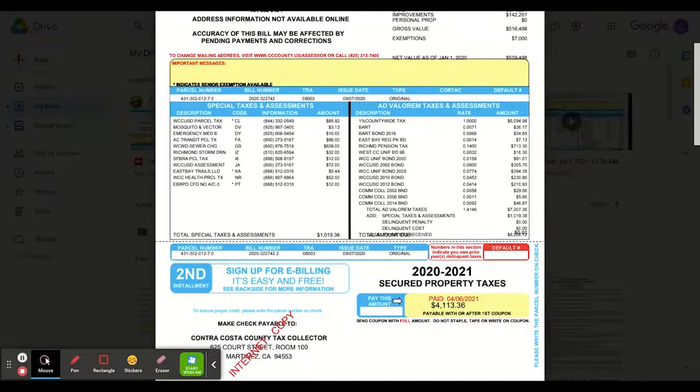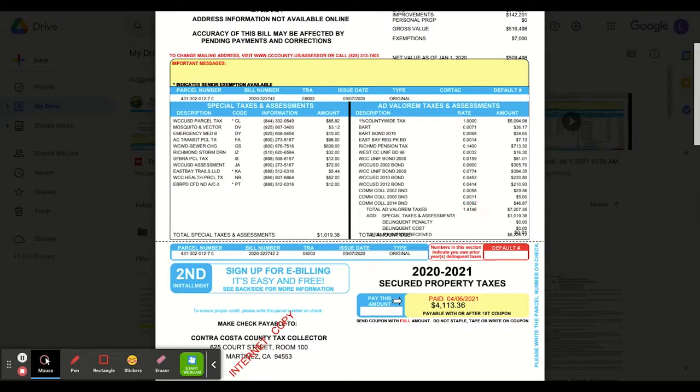I want you to look carefully here. You have two columns. On the right side, you have what we call ad valorem, fancy Latin for based on value, okay? Now, this particular property is in Richmond. They have the county base tax of 1%, and then all of these additional bonds that have been voted on. Looking at the bottom of this column, you see total ad valorem taxes, 1.4146. That is the base tax rate.